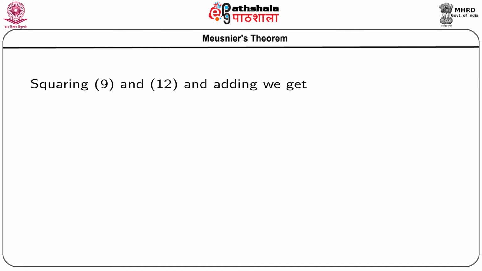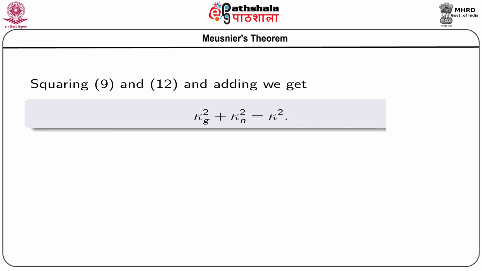Now, if we square 9 and 12 and add, we get kappa_g square plus kappa_n square equals kappa square. So, this is the relation between the geodesic curvature, the normal curvature and the curvature of the curve on the surface.